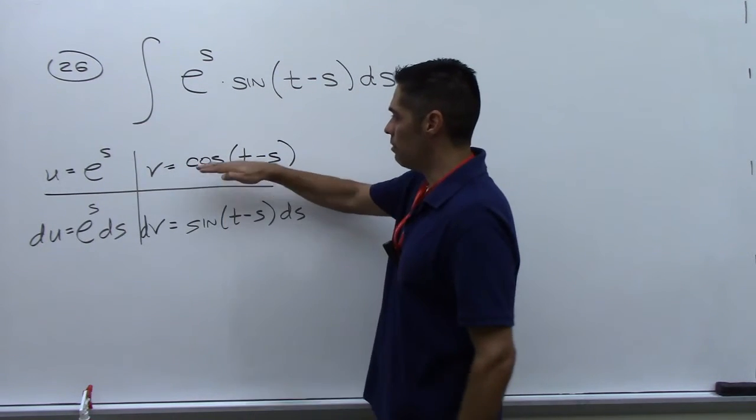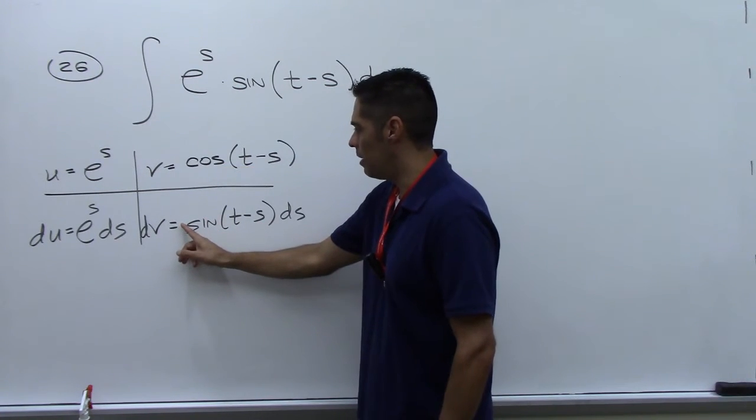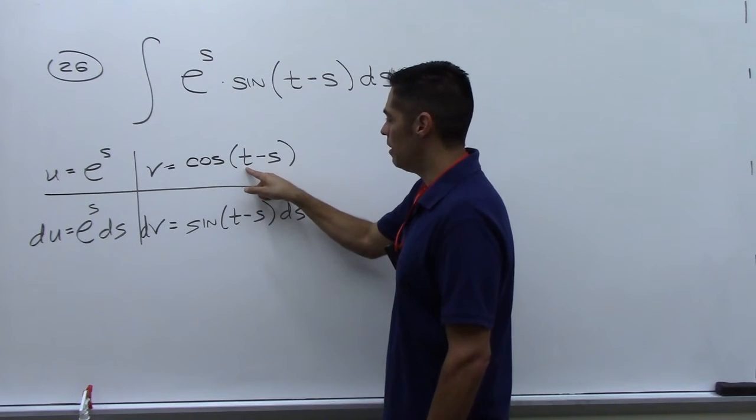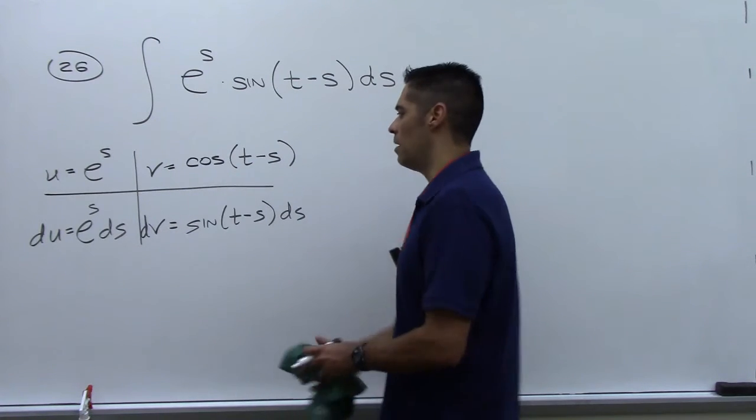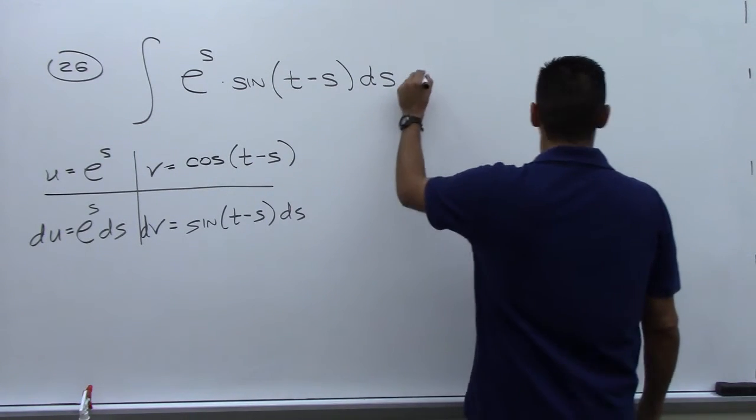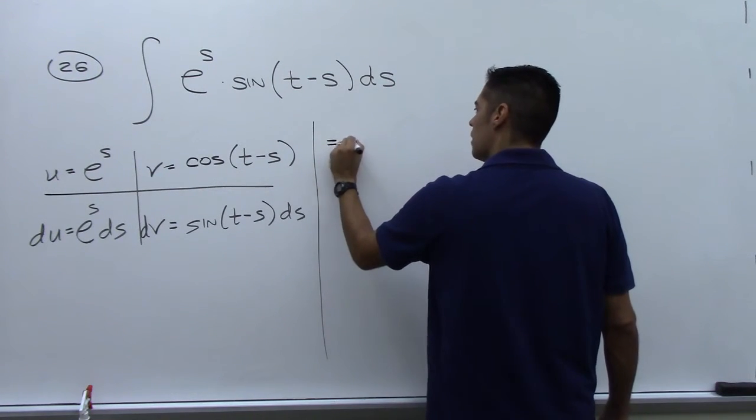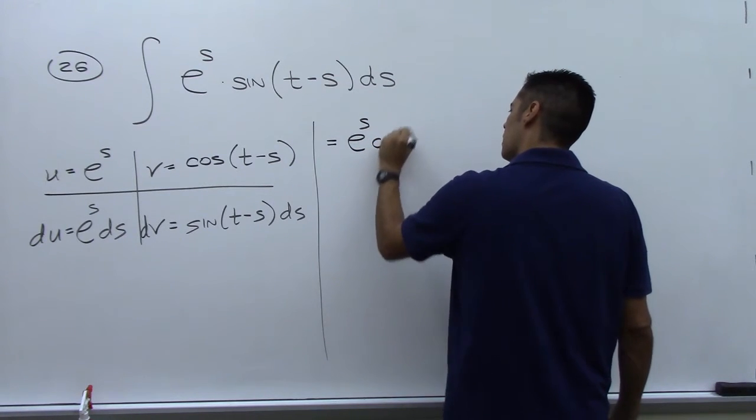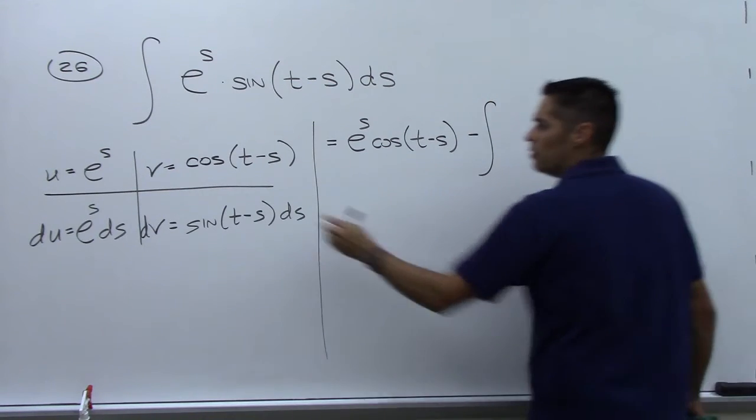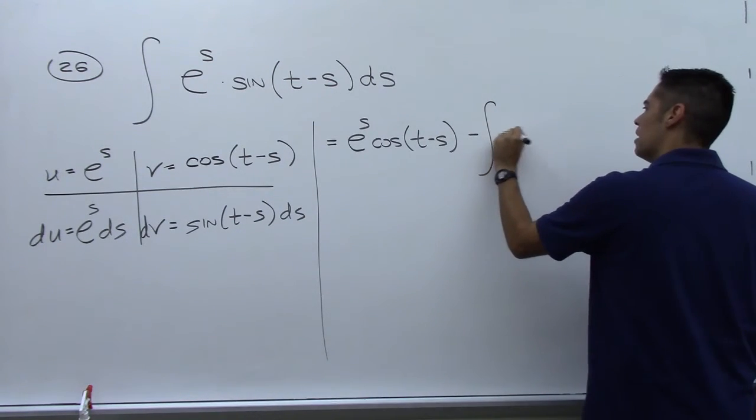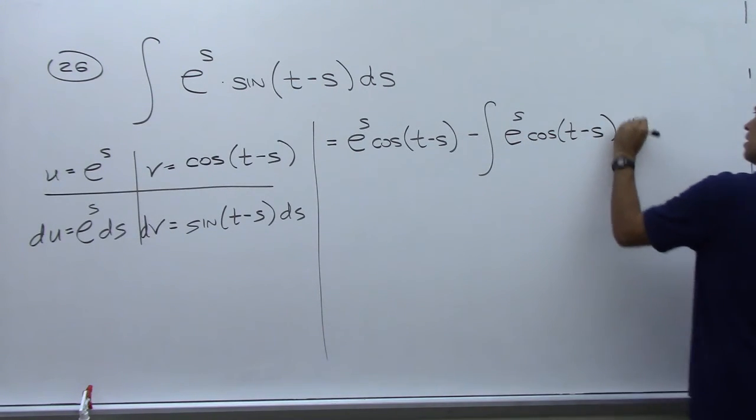So take the derivative real quick. Derivative of cosine of something is negative sine of it, right? Act like there's a negative out here. Then derivative of the inside, derivative of t is 0. Derivative of negative s is negative 1. That negative 1 comes out over here, and that's why you have a positive. So that's correct. So this equals, right down here, e to the s cosine t minus s, minus integral v du, here, I'll just rearrange it, e to the s cosine t minus s ds.